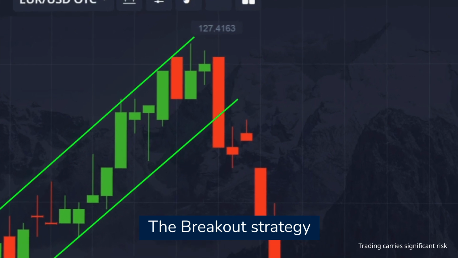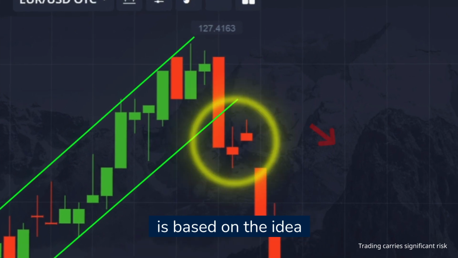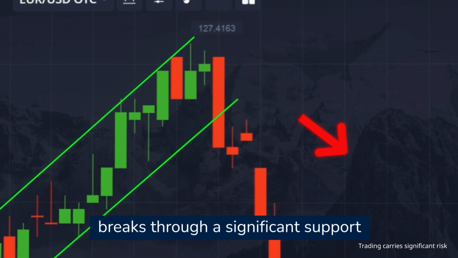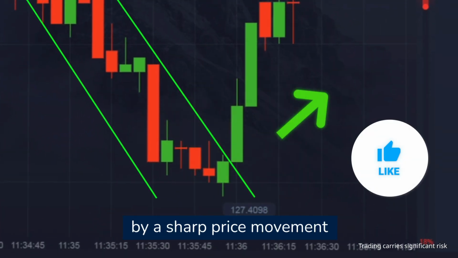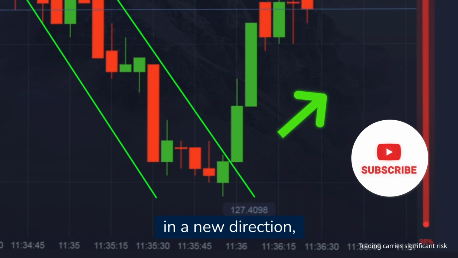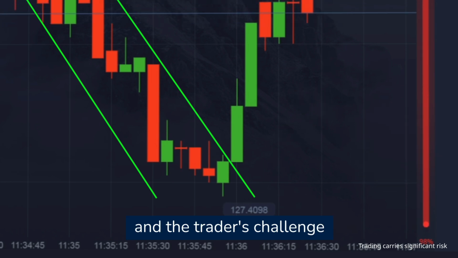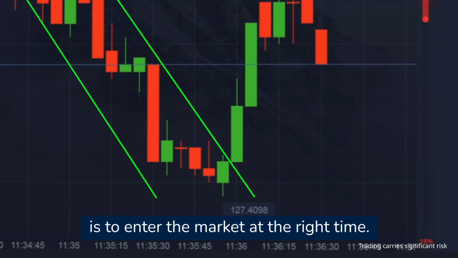The breakout strategy is based on the idea that the price of an asset breaks through a significant support or resistance level. A breakout is typically followed by a sharp price movement in a new direction, and the trader's challenge is to enter the market at the right time.